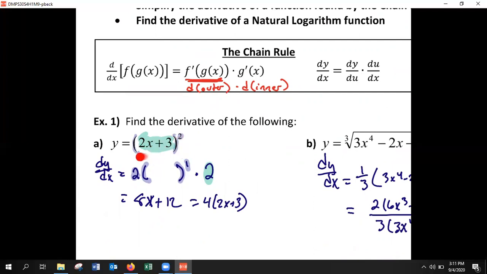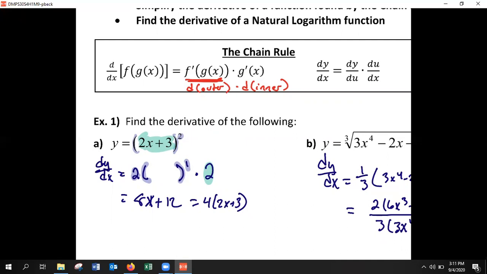So the way that our chain rule applies is we take the derivative of the outer function. This is what the power rule does. Drop the exponent, take whatever's inside to the first power. So this is the power rule. And then times the derivative of the inner function. The inner function is a polynomial, linear. And the derivative of that linear function is just 2.